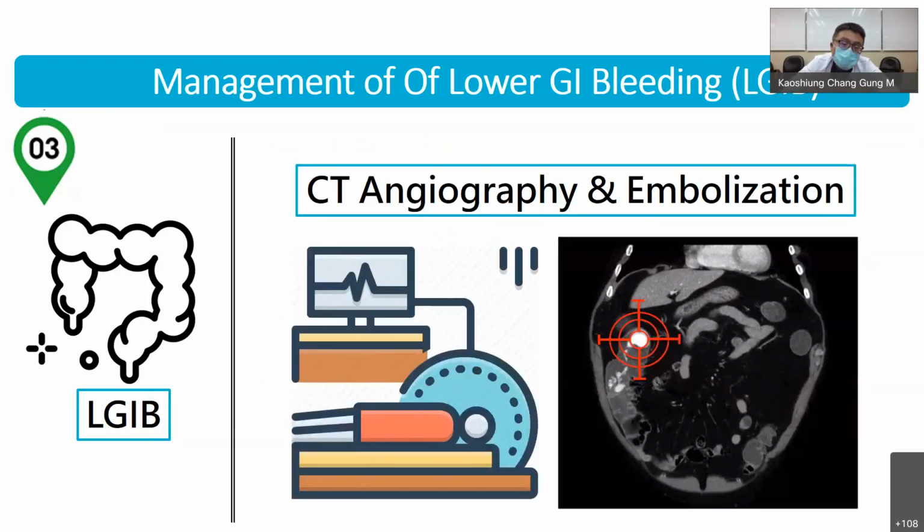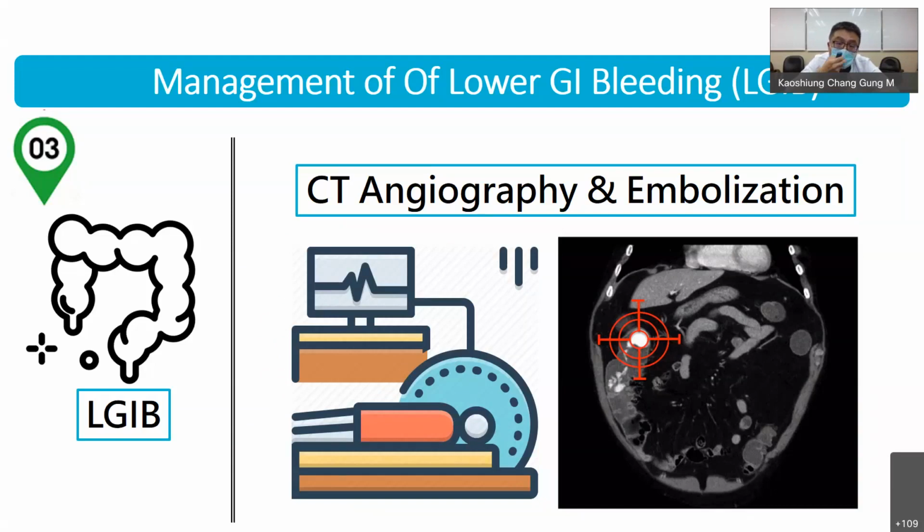So if patients have a life-threatening condition, the useful tool for us is CT angiography, and we can find the acute blood loss and find the bleeder from the vessels. And if we can find it, we can do the embolization at the right time.